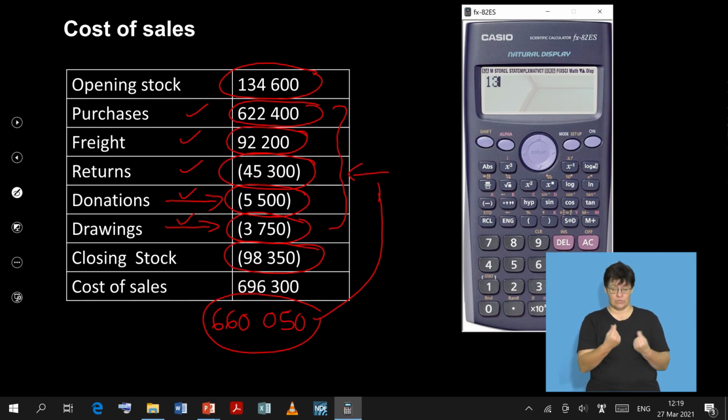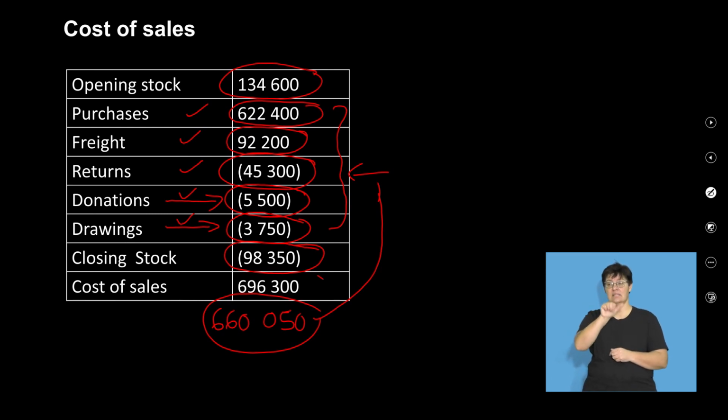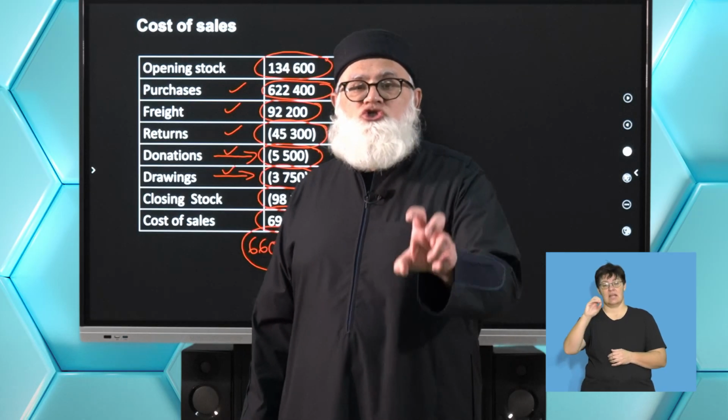Okay, so here we go. It's 134,600 plus 622,400 plus 92,200 minus 45,300 minus 5,500 minus 3,750 minus 98,350, and that will give you 696,300, which is the cost of sales that we were expected to calculate, 696,300. Okay, now that is your cost of sales component.